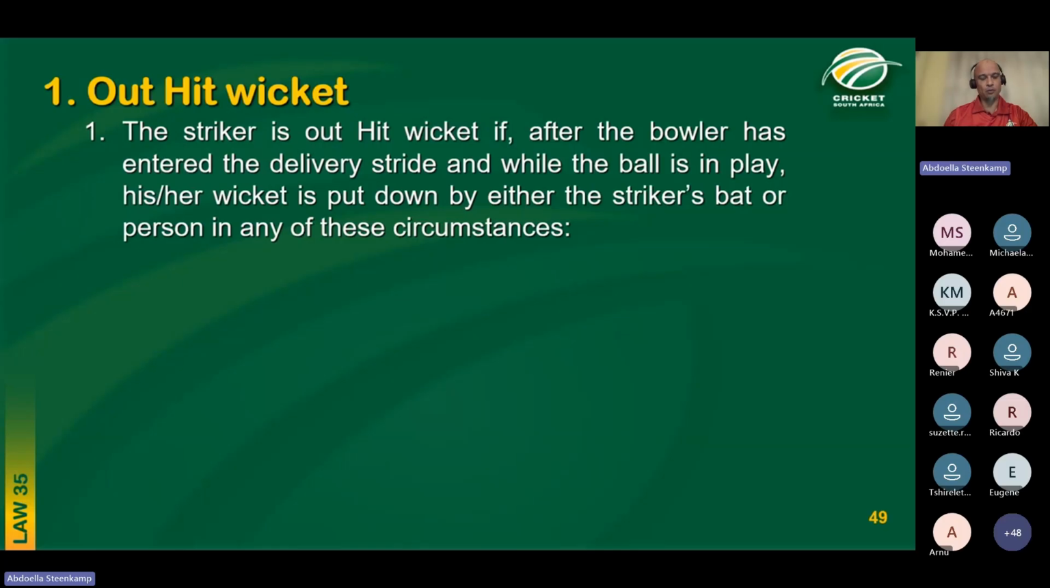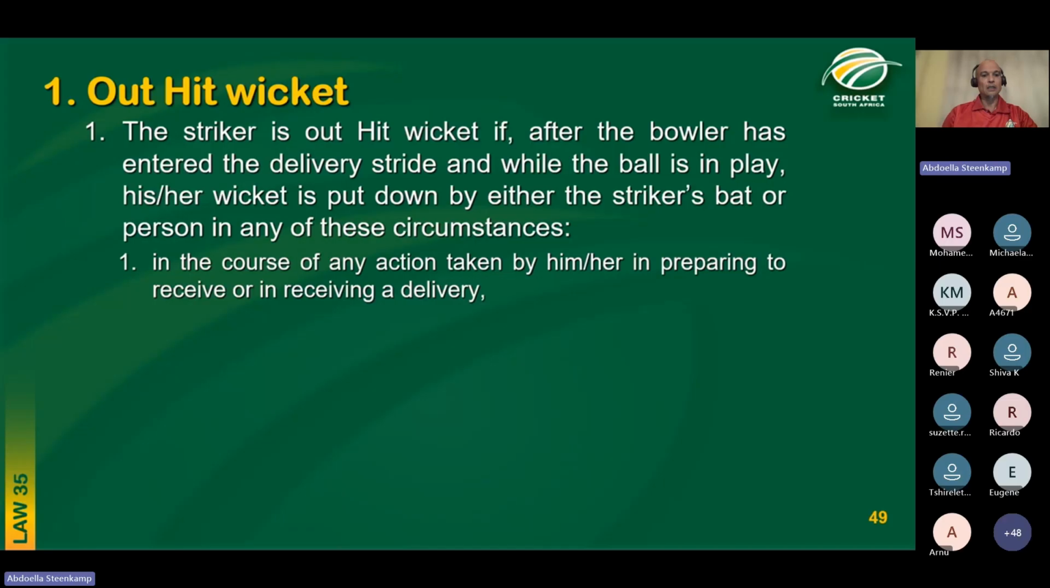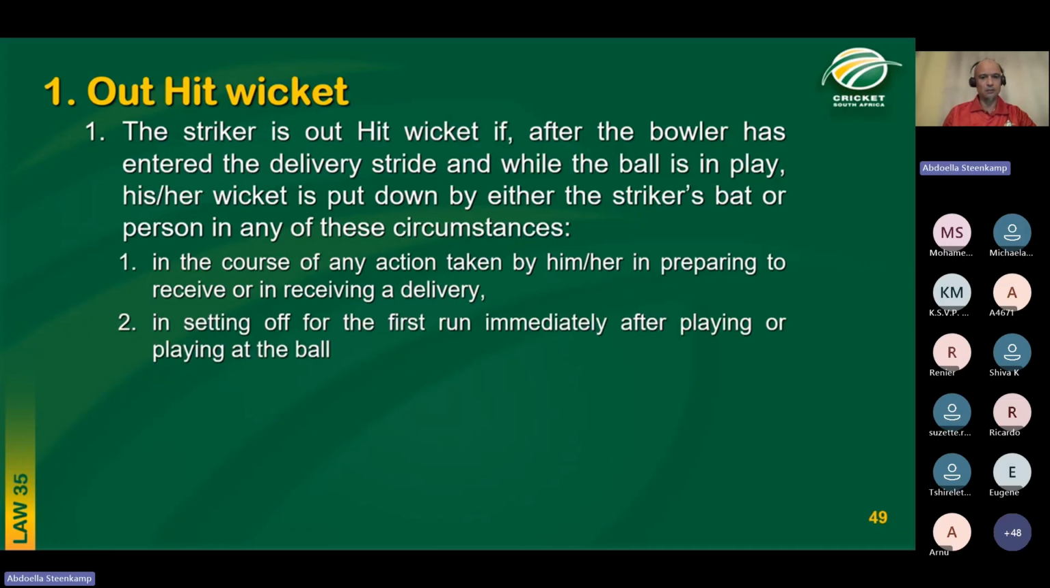So what happens if you put your wicket down before the bowler enters the delivery stride? We'll see in the next slide. But the window period for hit wicket opens after the bowler enters the delivery stride, and then the batter puts the wicket down in the course of any action taken by the striker in preparing to receive or receiving a delivery. Back and across, lifting that bat, any action in preparing to receive the delivery, and the striker puts the wicket down after the bowler enters the delivery stride: out hit wicket.